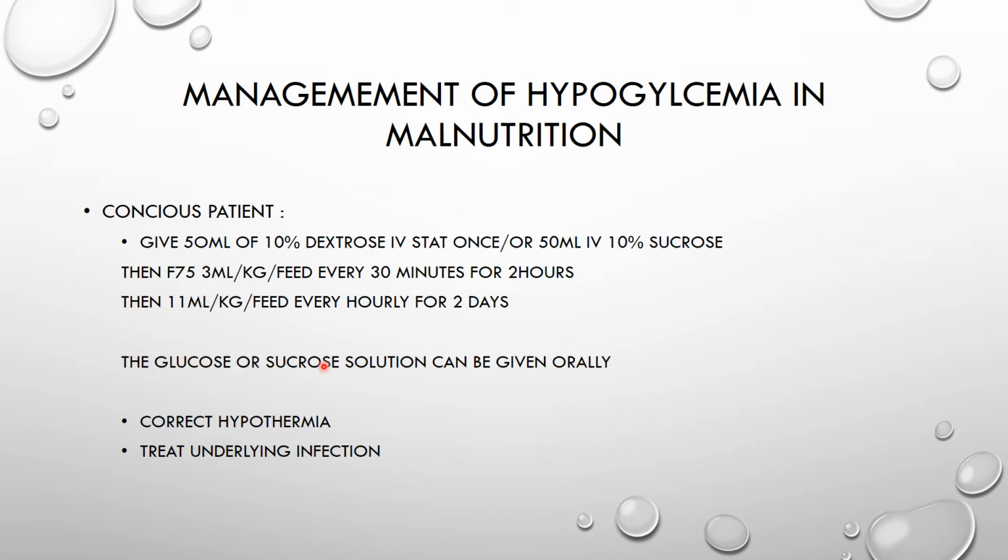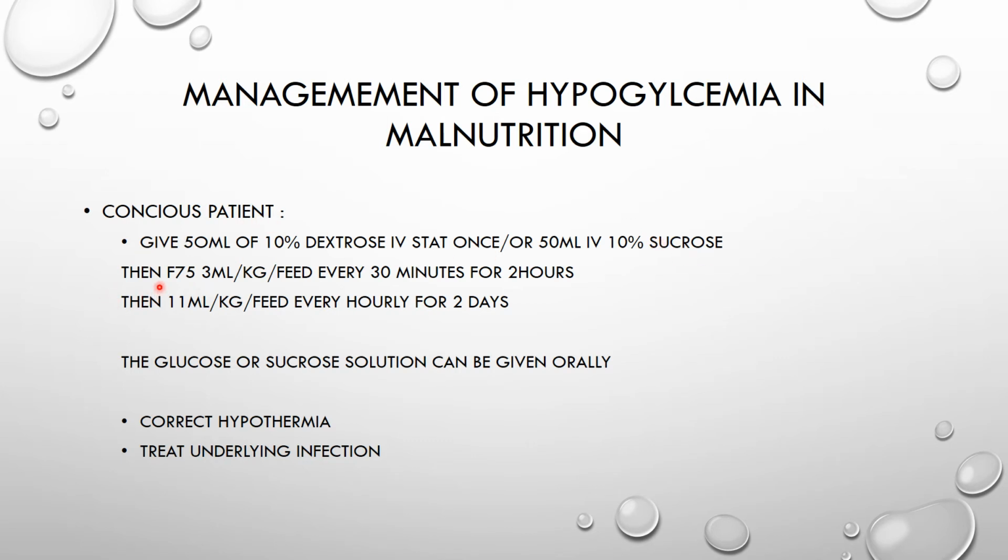We can actually give this glucose or sucrose solution orally, so you can choose to give it IV or orally, depending on the extent of the hypoglycemia. But as long as the patient is conscious, not vomiting, and tolerating oral feeds, you can give it orally. But if they are not able to tolerate oral feeds, you can give it intravenously.